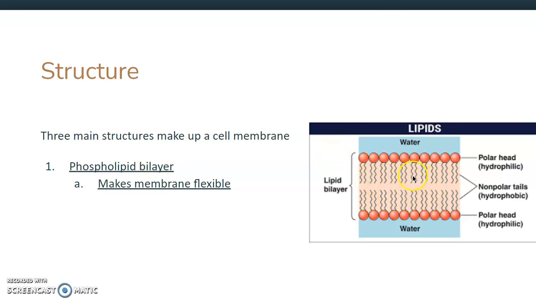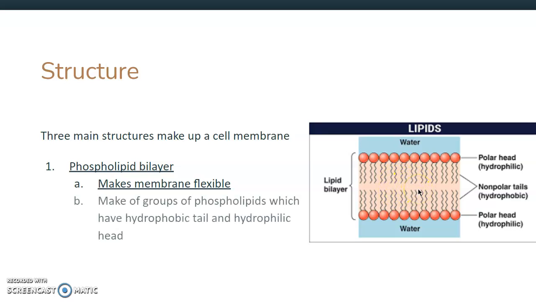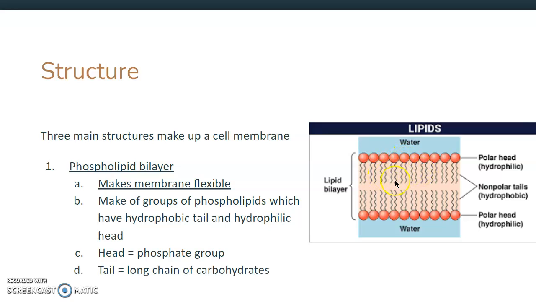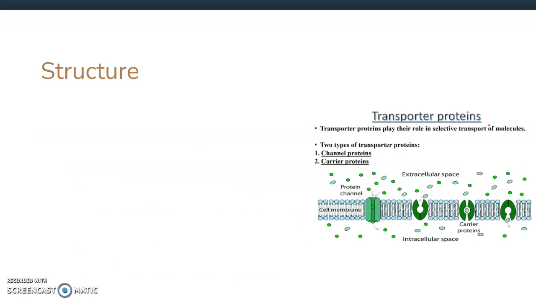When we look at our phospholipid bilayer, we have our hydrophilic, the word that we just learned, water-loving polar heads, so everything that likes to be around water goes to the outside. And then we have hydrophobic, everything on the inside is hydrophobic, so those tails go to the inside. These heads are actually phosphate groups, and these tails are long chains of carbohydrates. We learned about carbohydrates before, so I'm just trying to refresh your memory and build on what we've already learned.